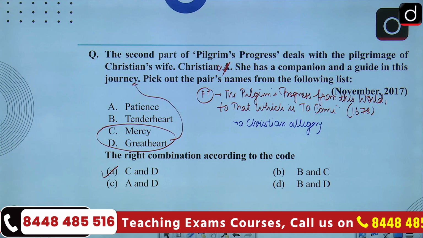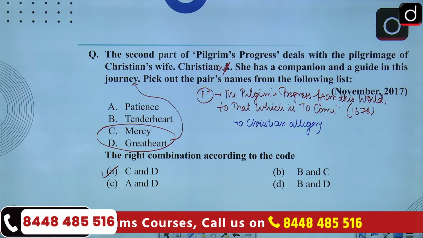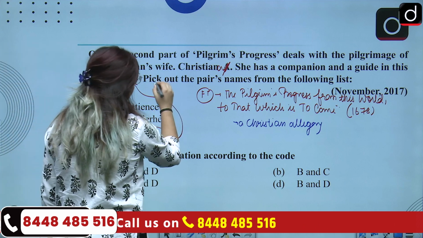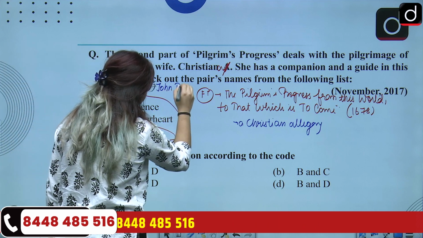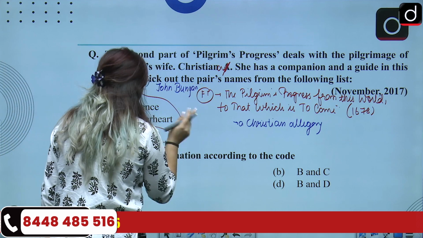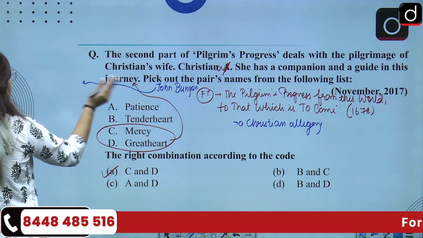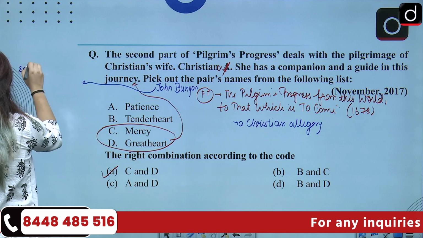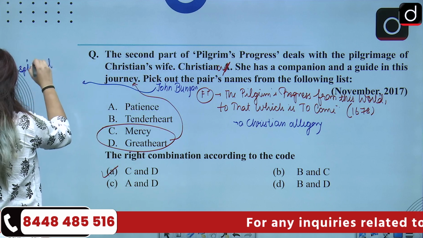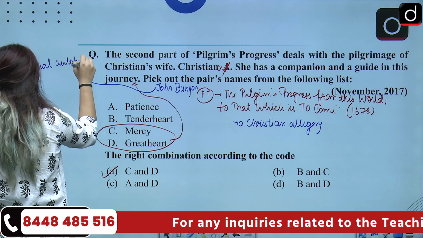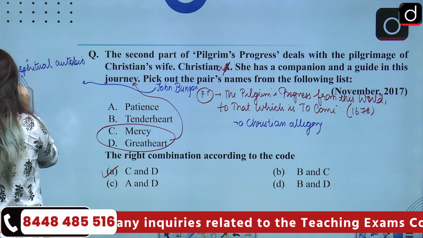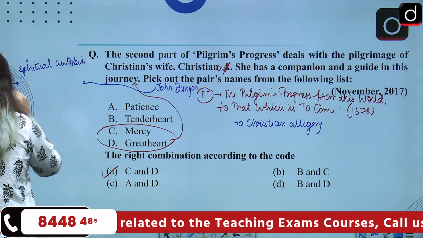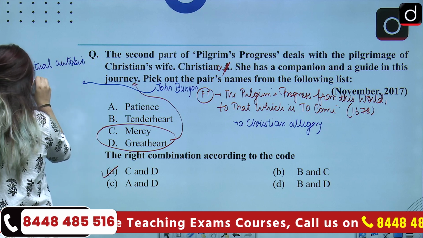Also, if we try to talk about the writer here, who was the writer by the way? John Bunyan. One more thing with regards to John Bunyan is that he also wrote his autobiography, which was a spiritual autobiography. A spiritual autobiography of Bunyan. What was its name? Grace Abounding to the Chief of Sinners.